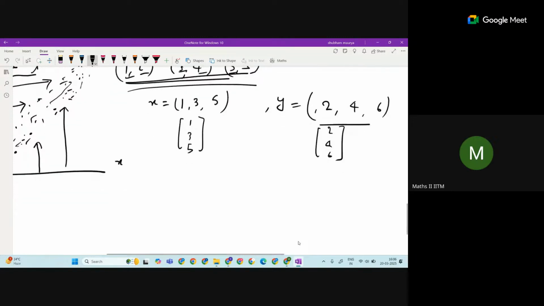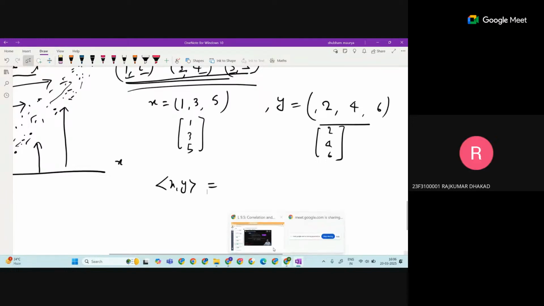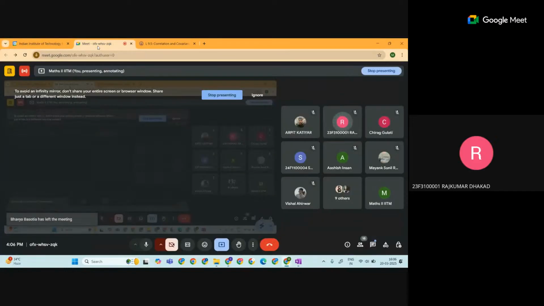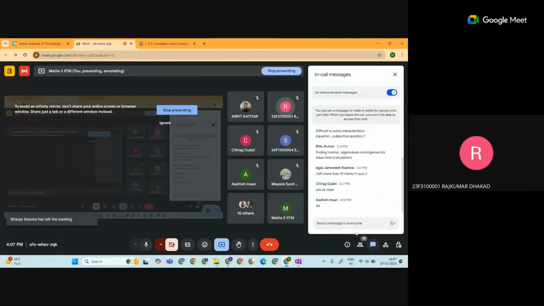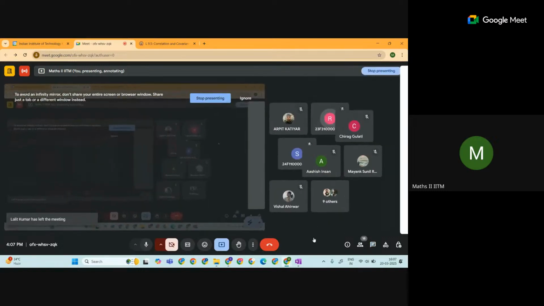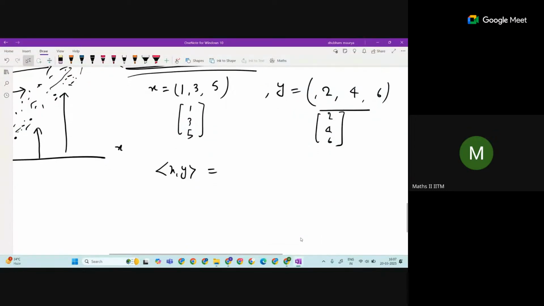All of you know the inner product. What is the inner product between these two? So now there is a question: what is the inner product between these two? Anyone can tell? Somebody is saying 24, somebody is saying 44. Okay, let's see. Yes, 44. Because all of you have done the inner product, it means direct multiplication coordinate-wise and adding them.